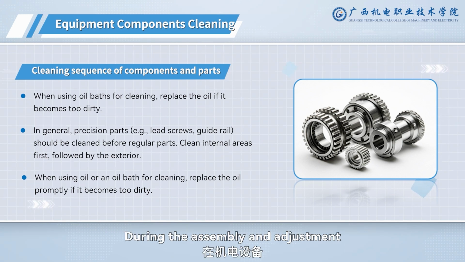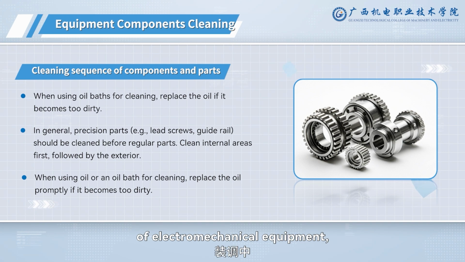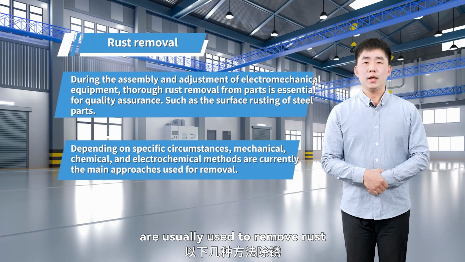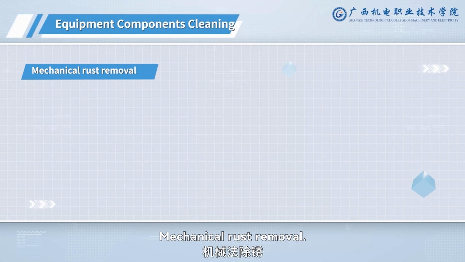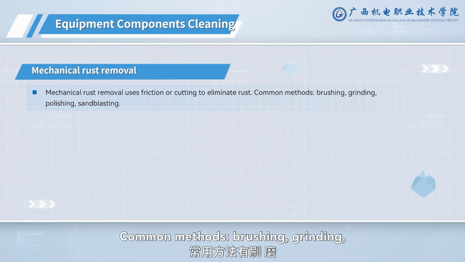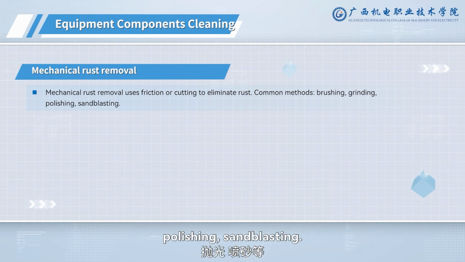During the assembly and adjustment of electromechanical equipment, thorough rust removal from parts is essential for quality assurance. The following several methods are usually used to remove rust. Mechanical rust removal. Mechanical rust removal uses friction or cutting to eliminate rust. Common methods: brushing, grinding, polishing, sandblasting.